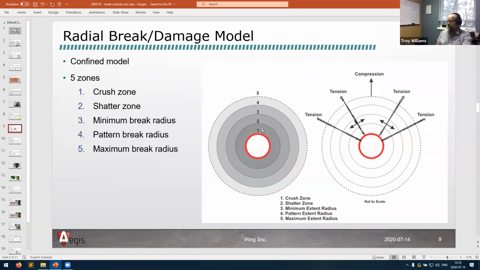The second zone, we call this the shatter zone. And again, it's subjected to a tremendous amount of stress, not as much as the crush zone, but it's still very small particles. There's no strength for it to stand up. And then the zone we're interested in for production ring design is zone 4. This is what we call the pattern break. It's a good zone where we can start to design the blasts around. And the 5th zone is where we would expect the limit of cracking to occur. We wouldn't expect many cracks beyond this zone.